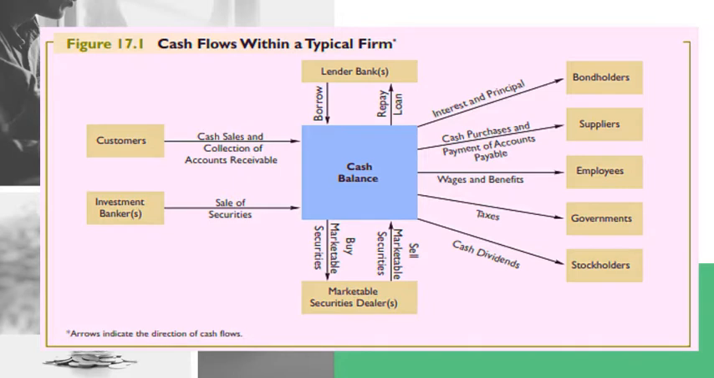When a firm pays wages to employees, taxes to government, interest and principal to bondholders, and cash dividends to shareholders, and when a firm repays bank loans and purchases marketable securities, as shown in Figure 17.1, the firm's cash balance is affected by every transaction that involves either a cash inflow or a cash outflow. Therefore, the cash balance at the end of any given period is a result of many interrelated activities.